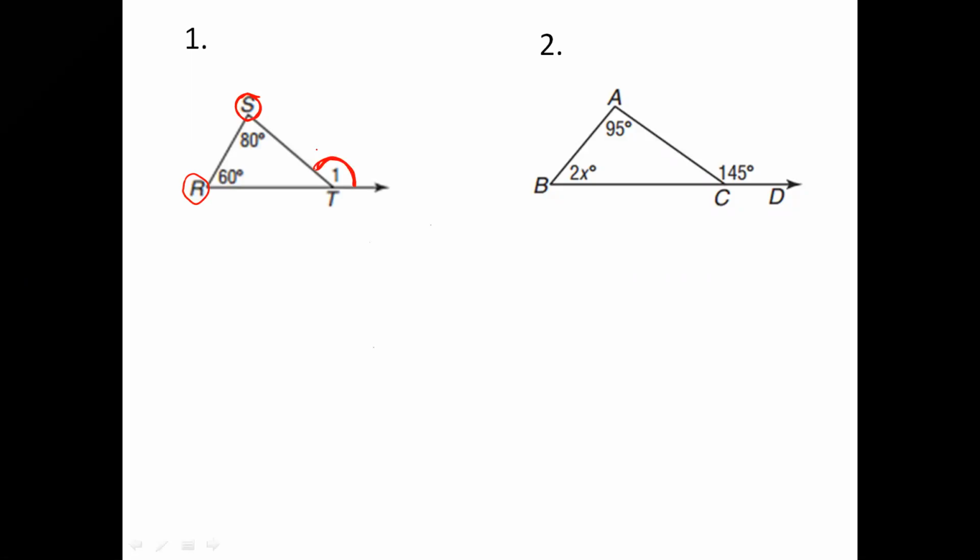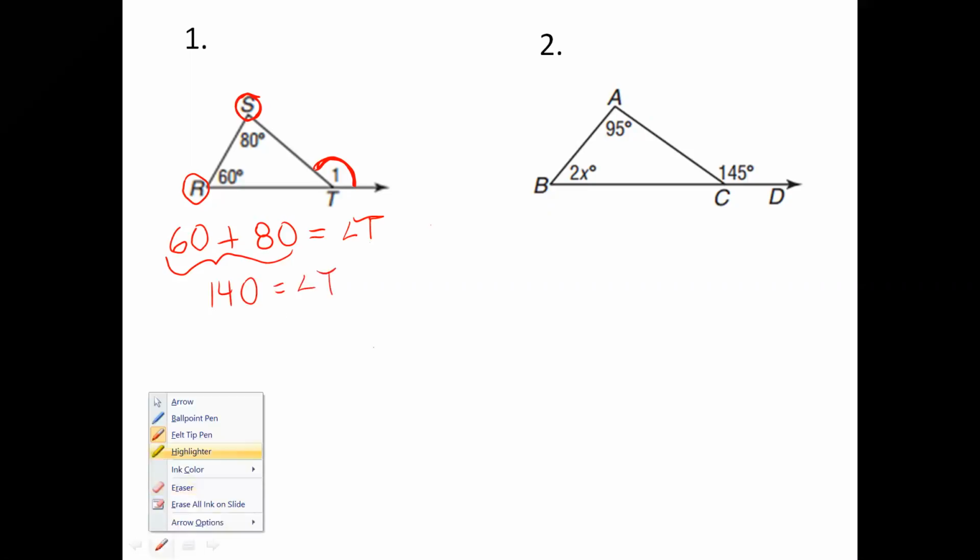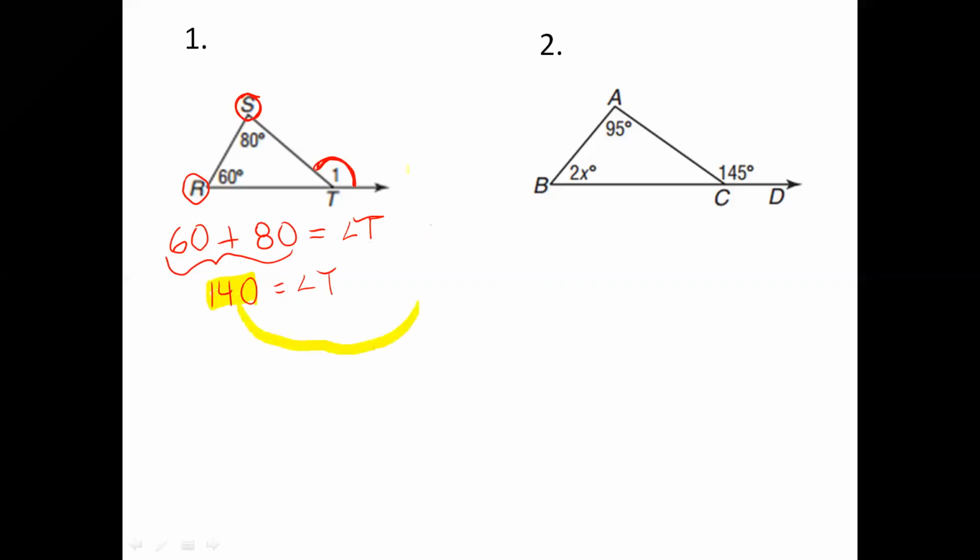One thing we can do is say angle R, which is 60, plus angle S, which is 80, is equal to, I'm just going to say T for exterior angle, angle T. We want to add these up. 60 plus 80 is going to be 140, which is equal to angle T. We're going to take that out, and our 140 will be our angle. This will be taken and plugged in here.